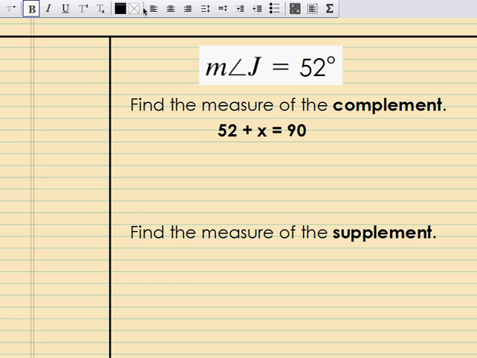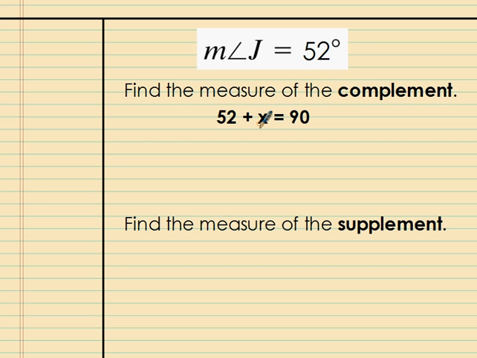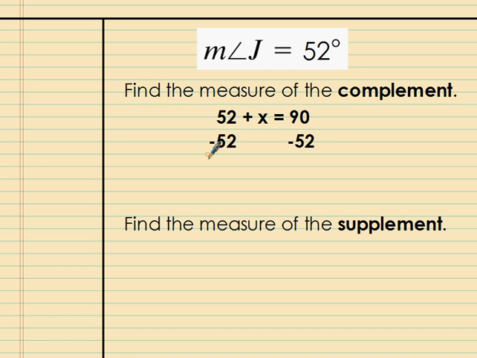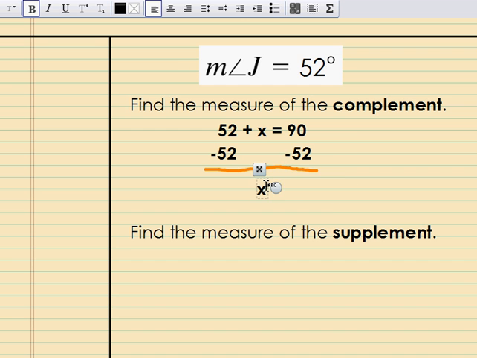And we can solve the following. To get x by itself, we subtract 52 on both sides. So minus 52, and on this side of the equation, minus 52. What are we left with on the left side? We are left with x. And x equals 38, because 90 minus 52 is 38. So the complement has a measure of 38 degrees.